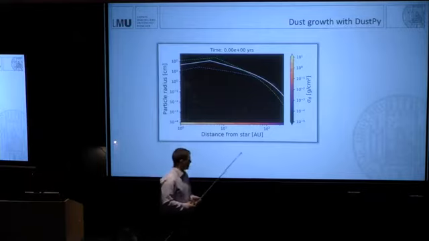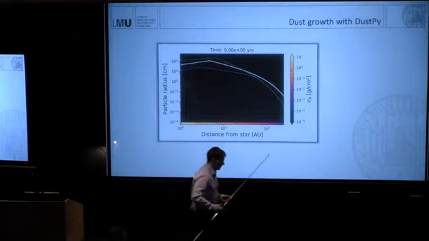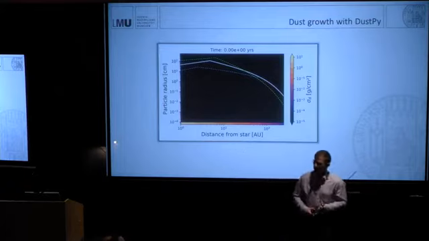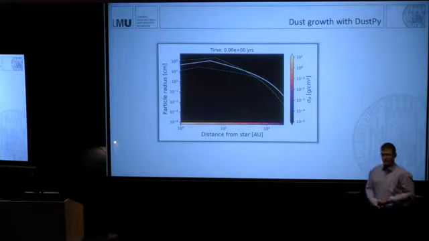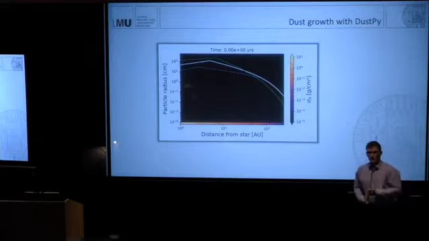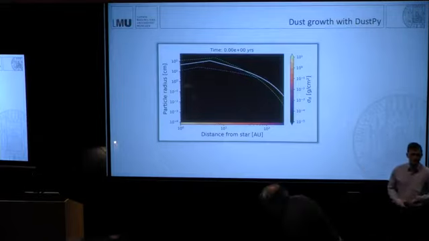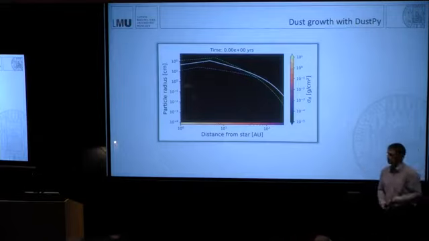And the output of DustPy is basically what you see here. You've already seen these kinds of videos several times in this workshop. On the x-axis, you have the distance from the star. On the y-axis, you have the particle size. And color-coded is just the density distribution of a certain particle size at a certain radius.